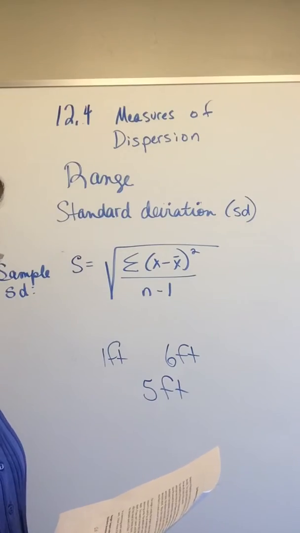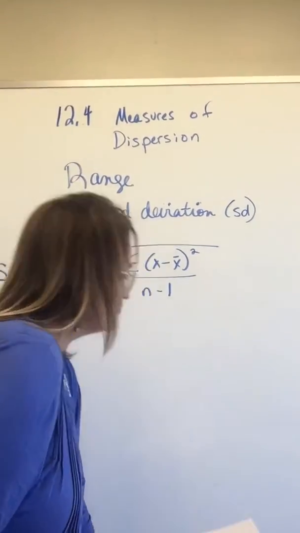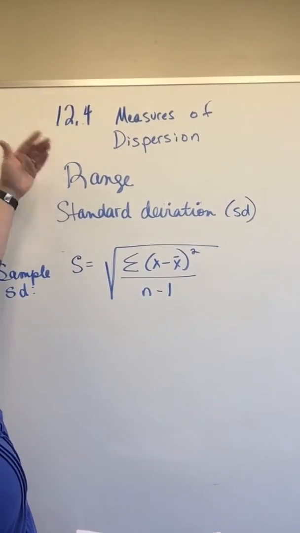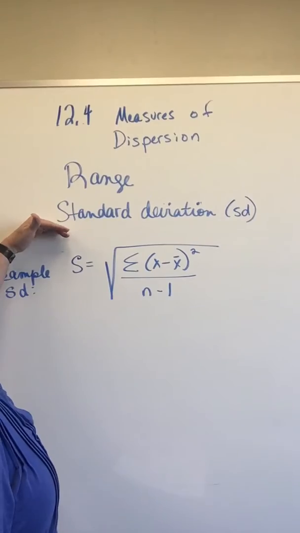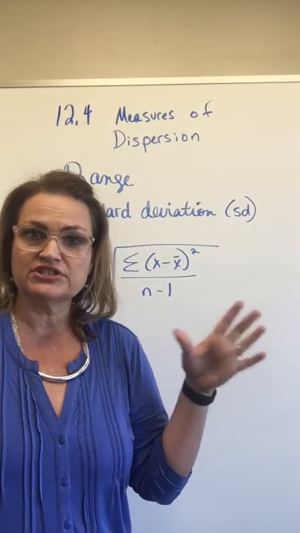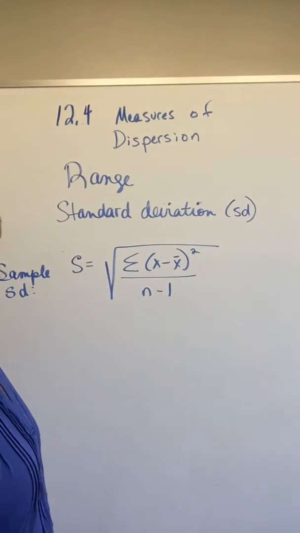All right. Okay, so let's talk about these two formulas. Again, range just means the largest number minus the smallest number. Standard deviation, on the other hand, is an average of the spread of data. What is the average deviation from the mean, basically? The average spread of the data.